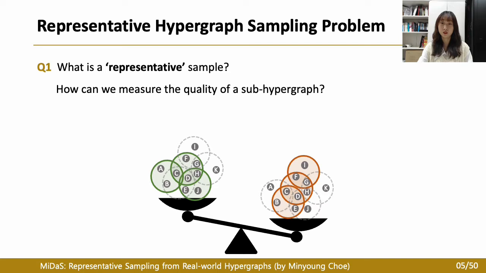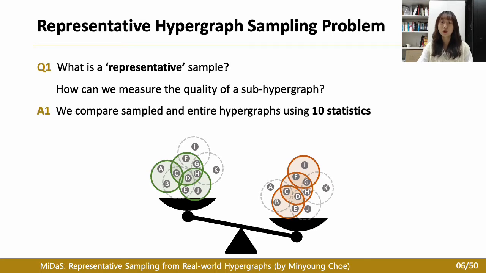Regarding this problem, we aim to answer three interesting questions. First, what is the representative sample? How can we measure the quality of a sub-hypergraph as a representative sample? To this end, we measure the difference between sampled and entire hypergraphs using 10 statistics for the structure of hypergraphs.